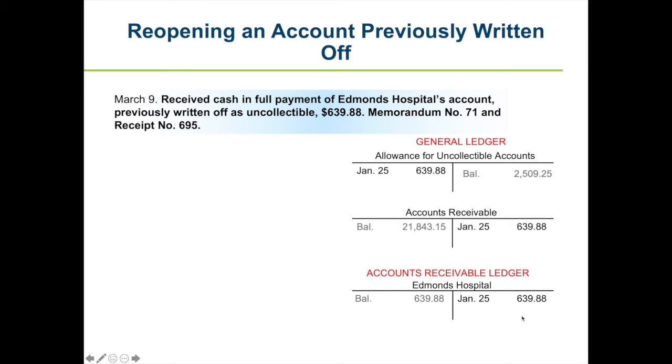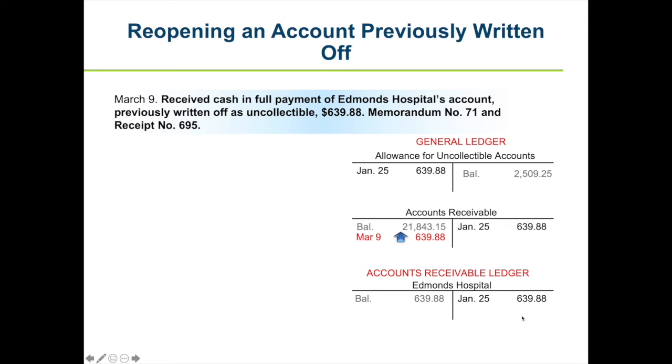The accounts also should be changed to show the complete history of Edmonds Hospital. Two journal entries are recorded for the collection of a written off accounts receivable. Number 1, a general journal entry reopens the customer account, and number 2, an entry in the cash receipts journal to record the cash received on account. To show an accurate credit history, Edmonds Hospital is reopened.